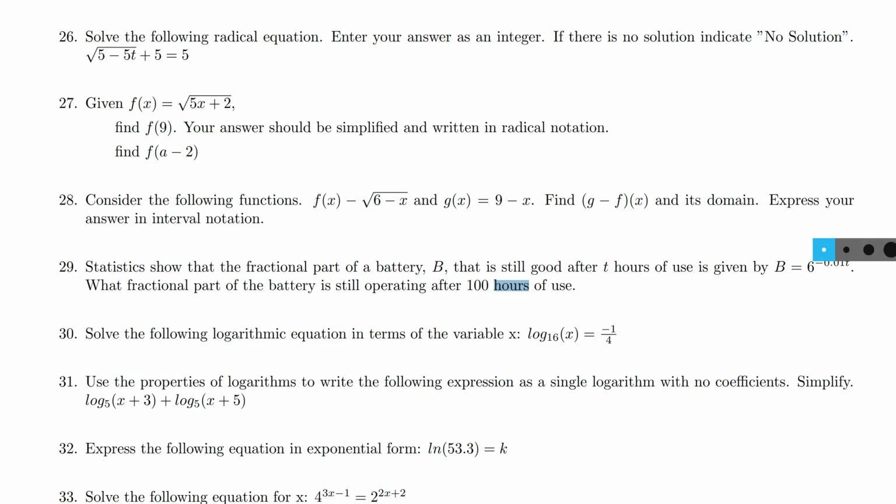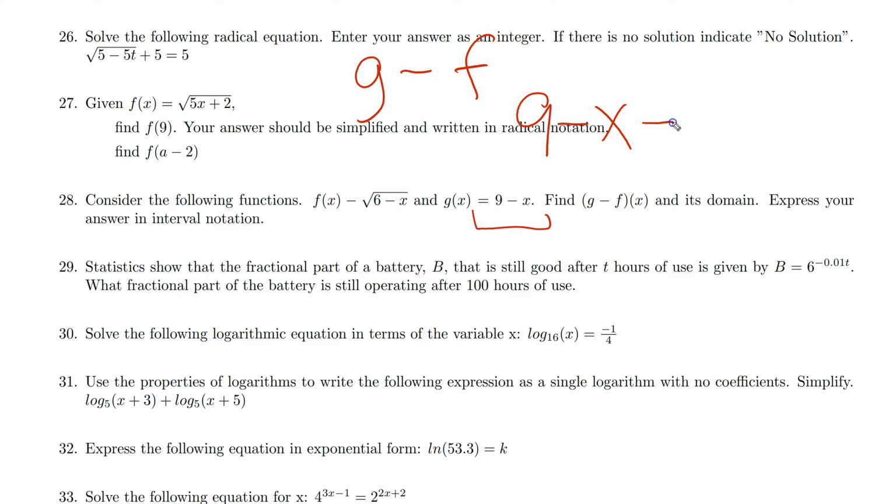So let's clear this up and do that work here. Now, this is a little tricky because we're doing g minus f. So if we just set it up, what is g? Well, g is 9 minus x. This is our g. This is what we have here. Now we put a minus, and then we have to put in this part here, which is what f is, a negative square root of 6 minus x.